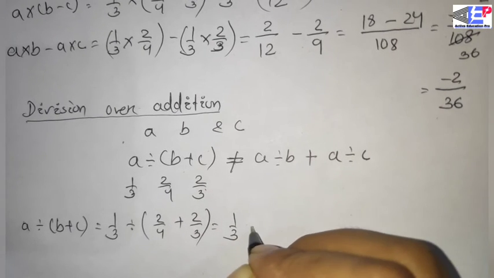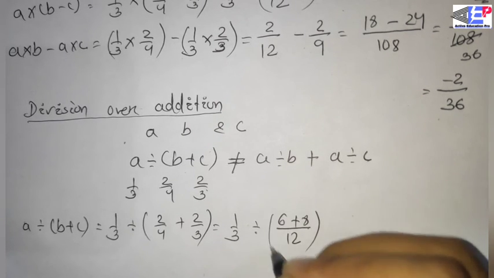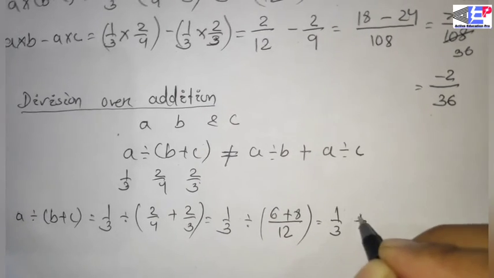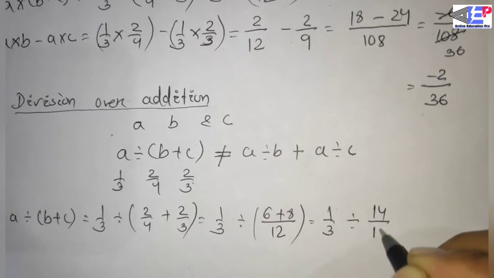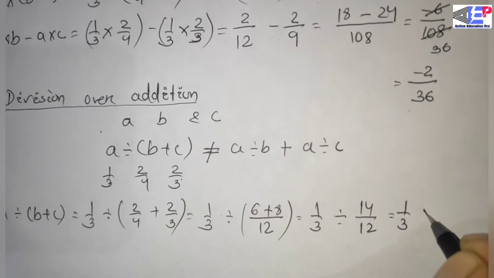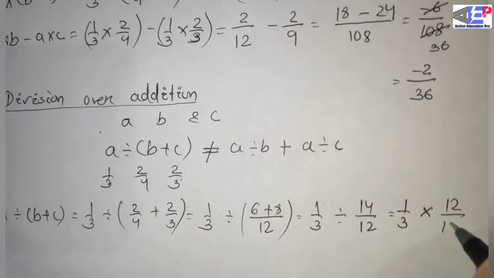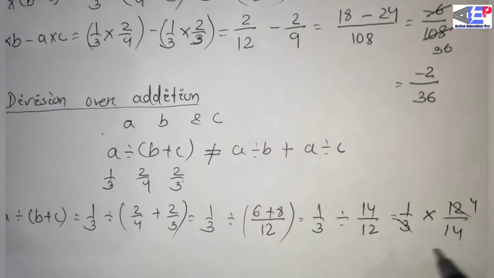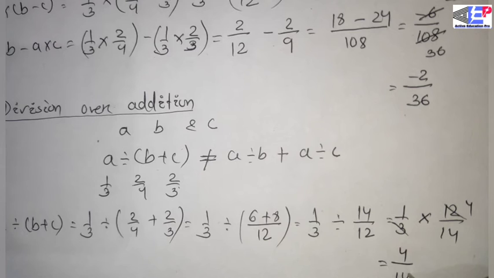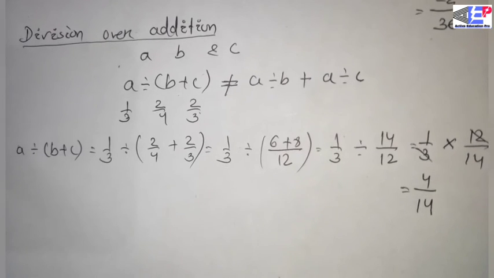Here answer is 1 by 3 divided 12, 6 plus 8. 1 by 3 divided 14 by 12, and you know at the time of division just change the position of numerator and denominator. 12 by 14, 3 4 ja 12, and your answer is 4 1 ja 4 by 14. This is your answer for left side.